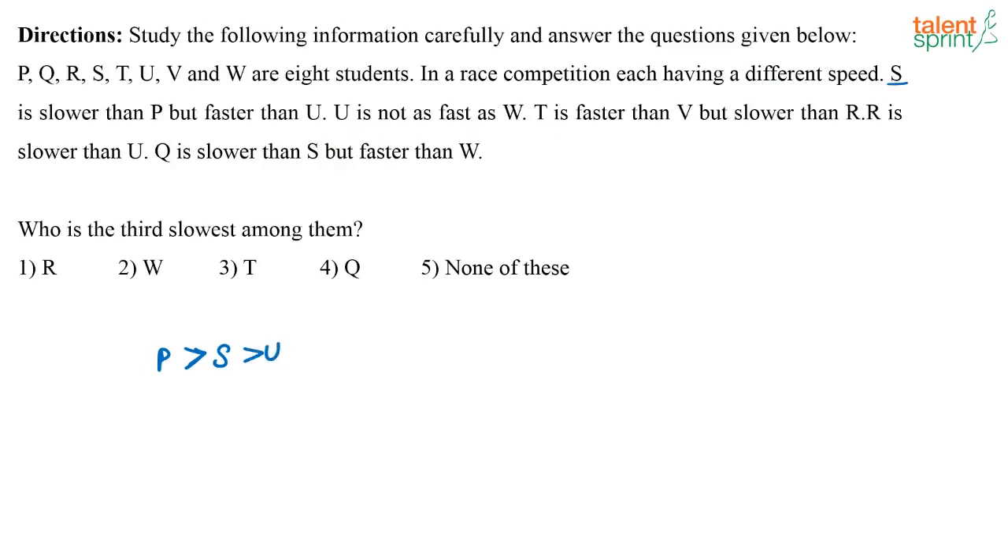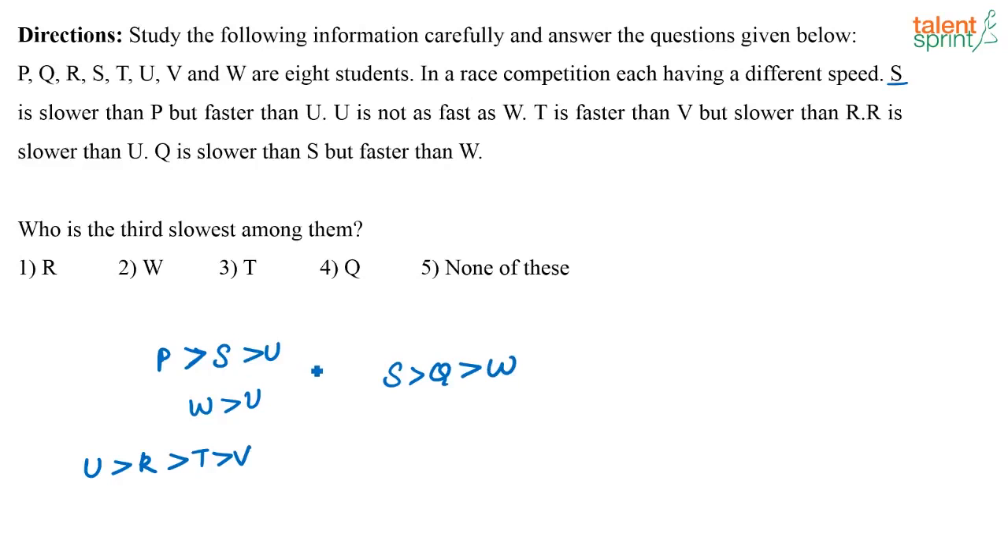Now, U is not as fast as W, or that means W is faster than U. Then T is faster than V but slower than R. So T is faster than V but T is slower than R. R is slower than U. Q is slower than S but faster than W. So R is slower than U, then they are saying Q is slower than S but faster than W.